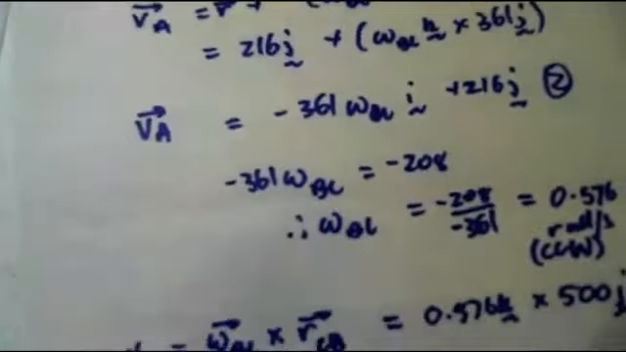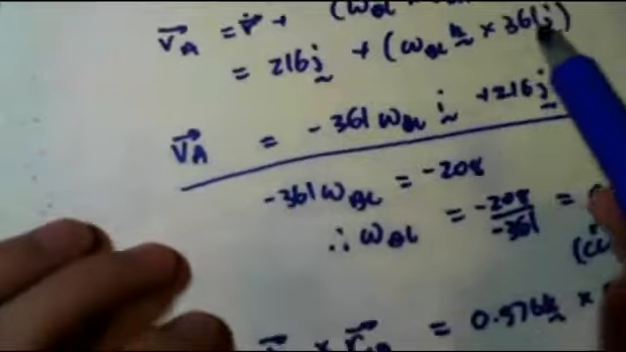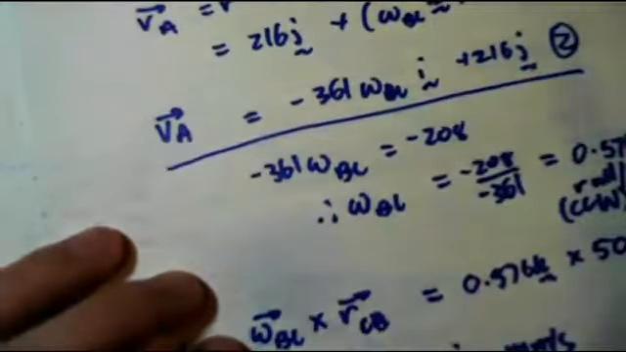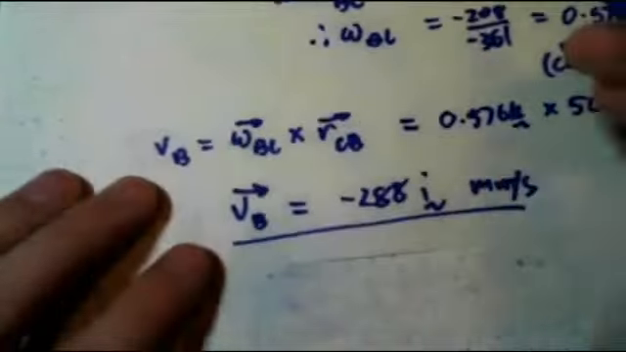Okay, so our velocity of B is this. Velocity of A in terms of omega BC is this. Our time rate of change of position, this is a vector, is this value in here. Our velocity at A found another way is this. And our omega of BC is this value in here. So we've found everything that the question wants us to do.